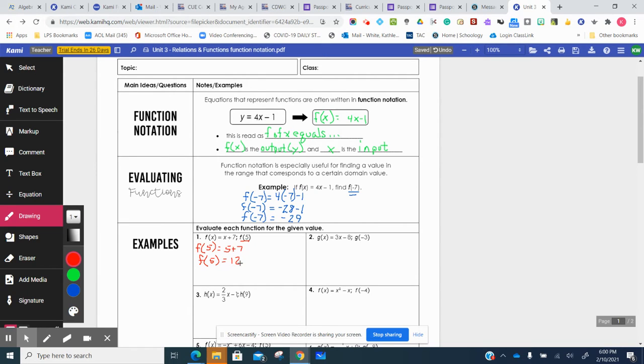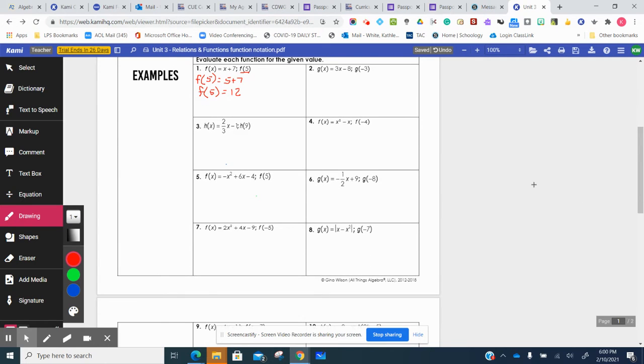Now, I'm going to jump down to problem 3 because problem 2 is very similar to this one that we just did. We're just going to substitute -3 in for x. Notice that this says g of x. Well, that's exactly how you would say it, right? Instead of f of x, we say g of x. Down here, we're going to have h of x. Still, we're saying the same thing. And in this case, we're going to substitute 9 for x.